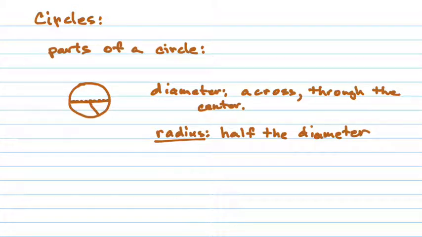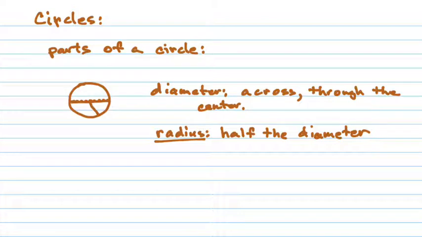Because if a diameter is all the way across, then half of it would be the radius. So if I know the diameter, can I find the radius? Yep, simply by dividing it by 2, right? If I know the radius, can I find the diameter? Yes, by simply multiplying it by 2, right?